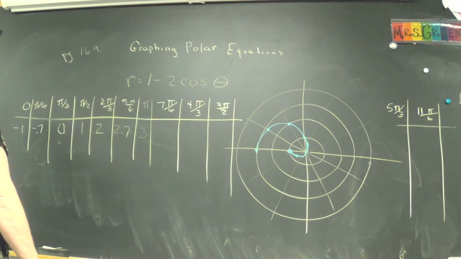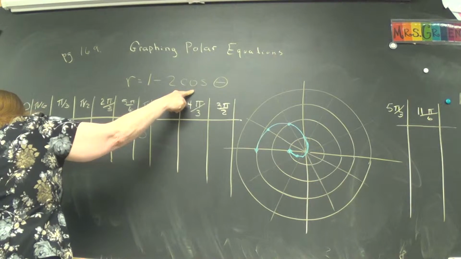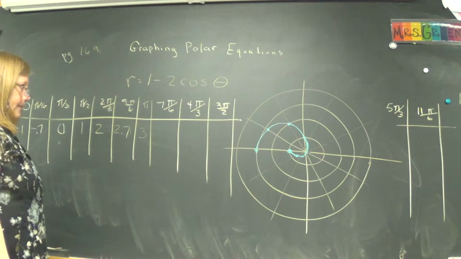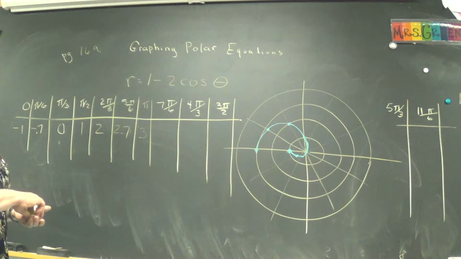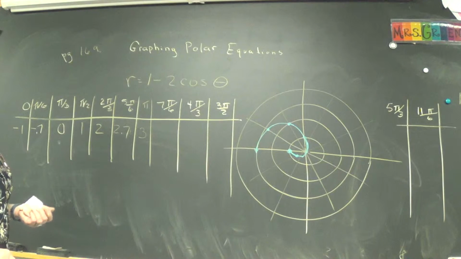It can't be 0, can it? No, it should be 1 minus 2 times the cosine of 7 pi over 6. So pi over 6 is negative 1/2. Oh, I'm doing sine. Okay, that's it.